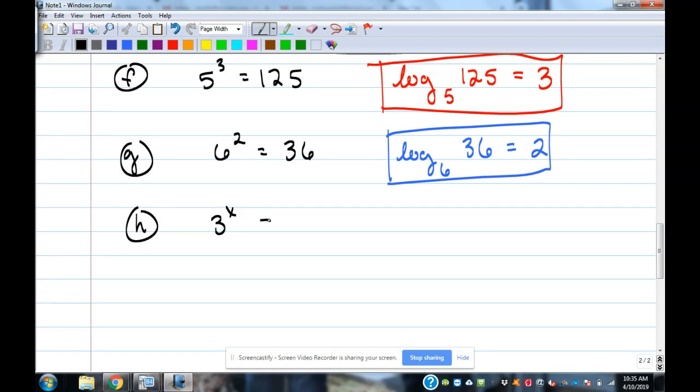3 to the x is equal to 30. Write it as a logarithmic statement. Log base 3 of 30 equals x.